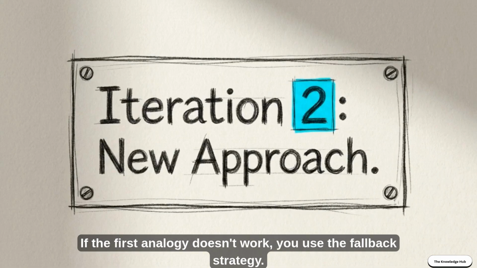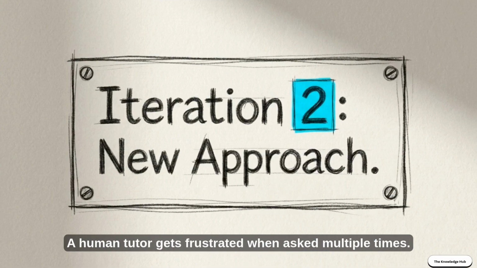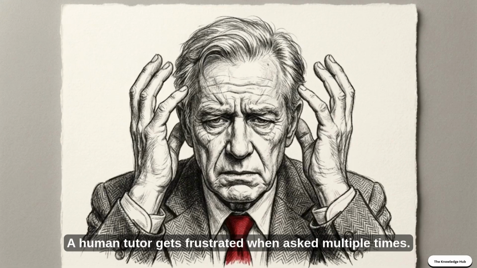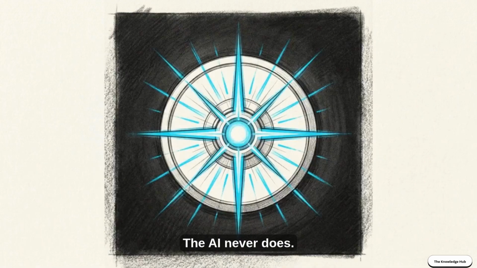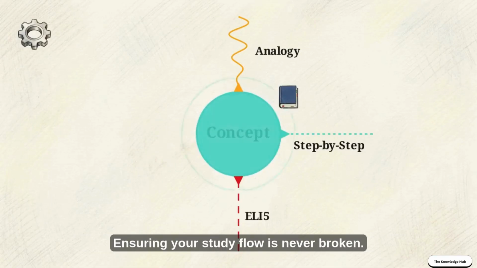If the first analogy doesn't work, you use the fallback strategy. You simply type, "I still don't understand. Explain it a different way." A human tutor gets frustrated when asked multiple times. The AI never does. It will find a new way to explain it until you understand, ensuring your study flow is never broken.